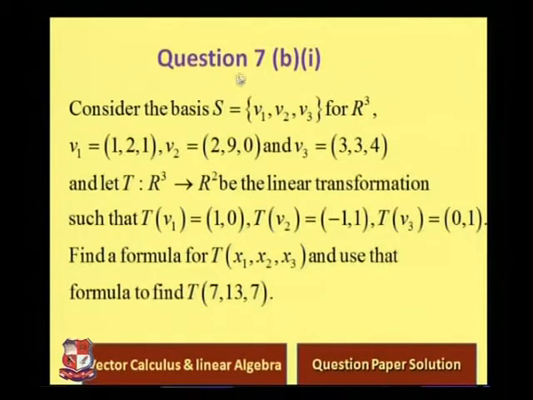Now question number 7 b1. Here consider the basis S equal to v1, v2, v3 for R3. v1 is given as this vector, and v2, v3. Let T from R3 to R2 be a linear transformation such that T(v1) equals (1, 0), T(v2) equals (-1, 1), T(v3) equals (0, 1). Then find the formula for T(x1, x2, x3) and use that to find T(7, 13, 7). So first we find T(x1, x2, x3).